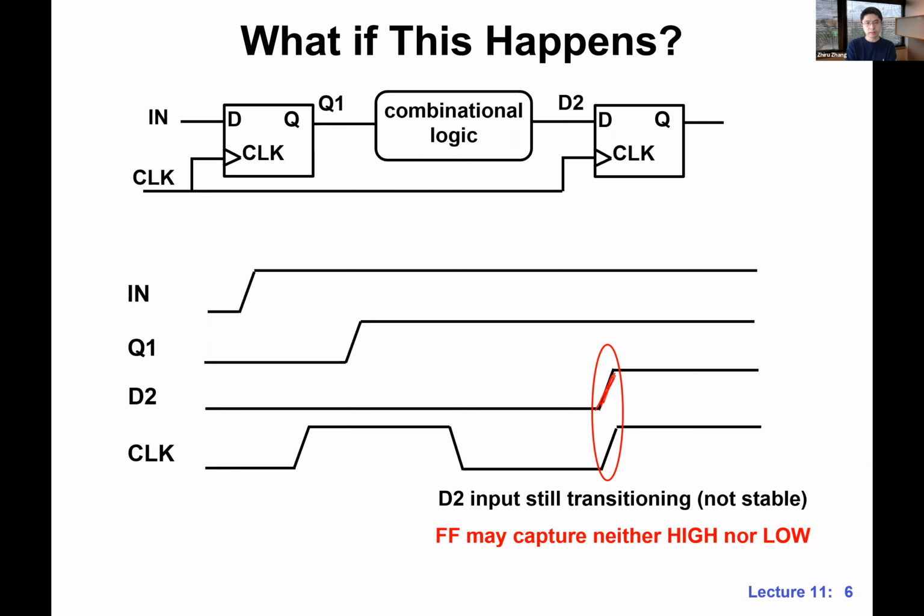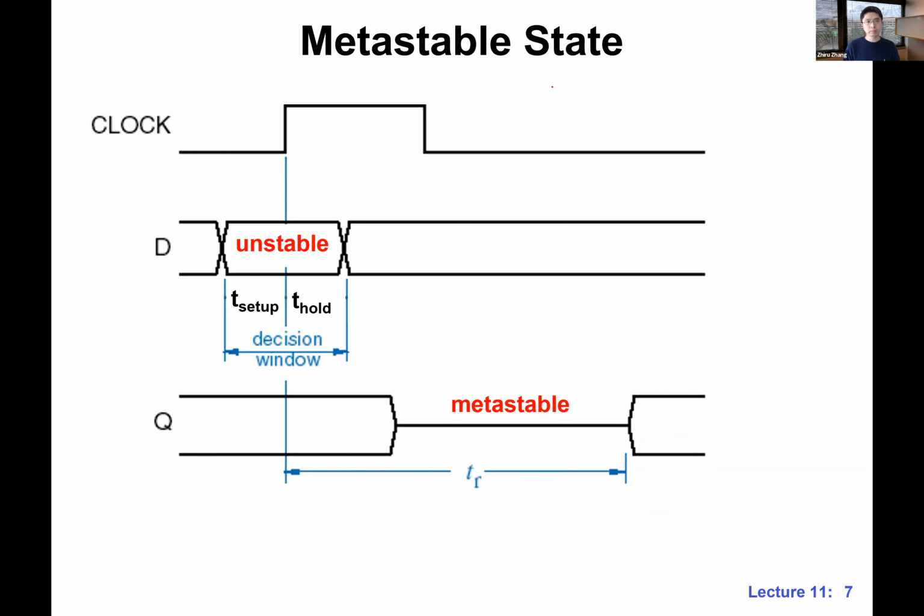Again, this transition for D2 over here is happening inside the decision window. If that's happening, we have something called metastability, or a metastable state. Remember, the storage elements that we have, the latch and flip-flop, are bistable elements. They are supposed to be in either the 0 or the 1 state. But if this D input is not stable during the transition window, then there's a high likelihood that Q, the state of the flip-flop, will be undetermined. It's neither 0 nor 1, and it will remain undetermined for a period of time.